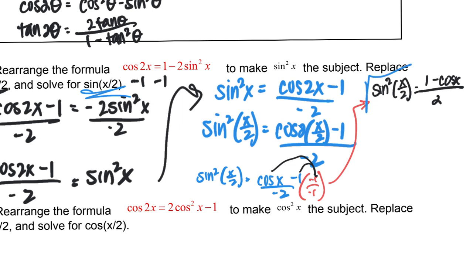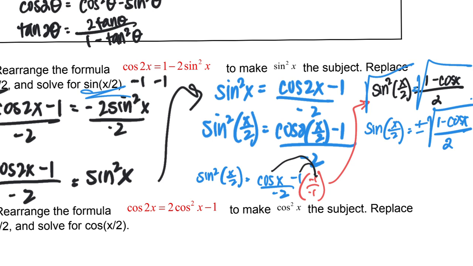And we can take the square root of both sides. And we get sine of x over 2 is equal to plus or minus the square root, because when we take the square root, we always have two answers, of 1 minus cosine x divided by 2. And that is your half angle formula for sine.